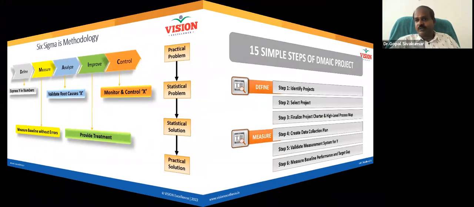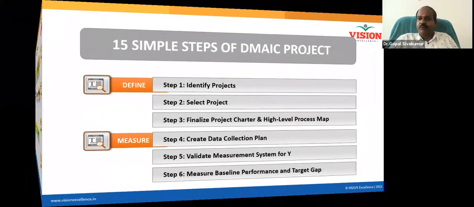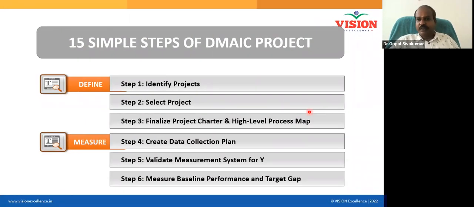And now we are going to teach you right from the afternoon. We will be teaching you the Six Sigma methodology phase by phase. First, we will teach you define, then measure, then analyze, then improve, then control. This is going to be the flow.